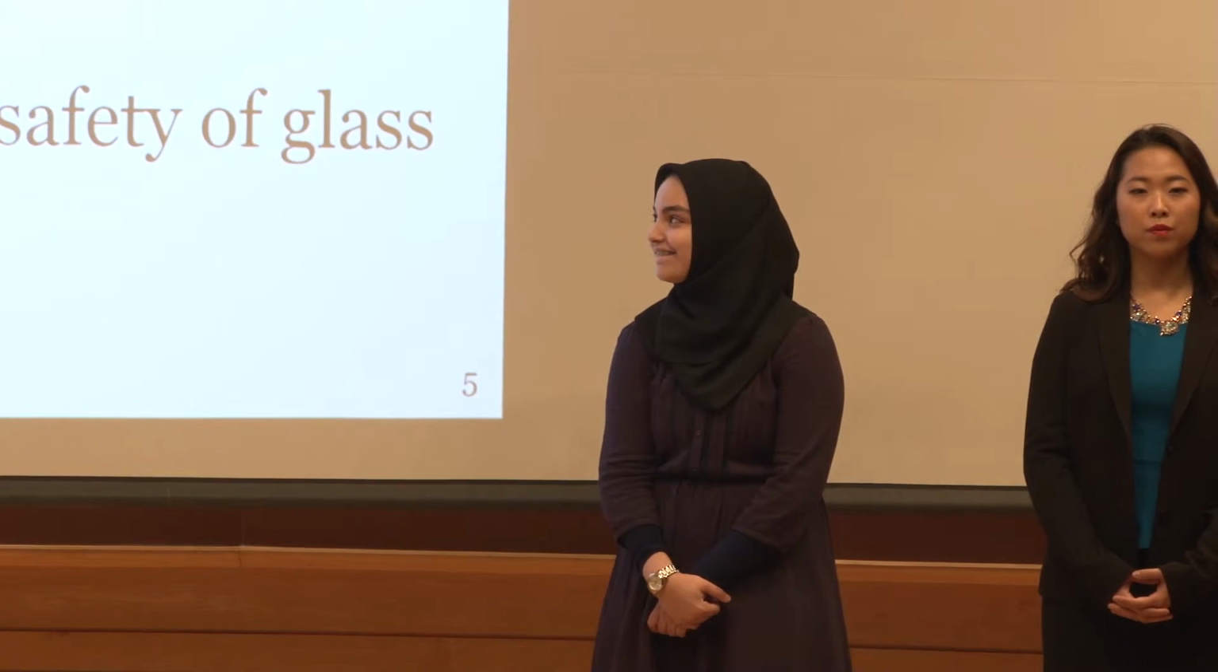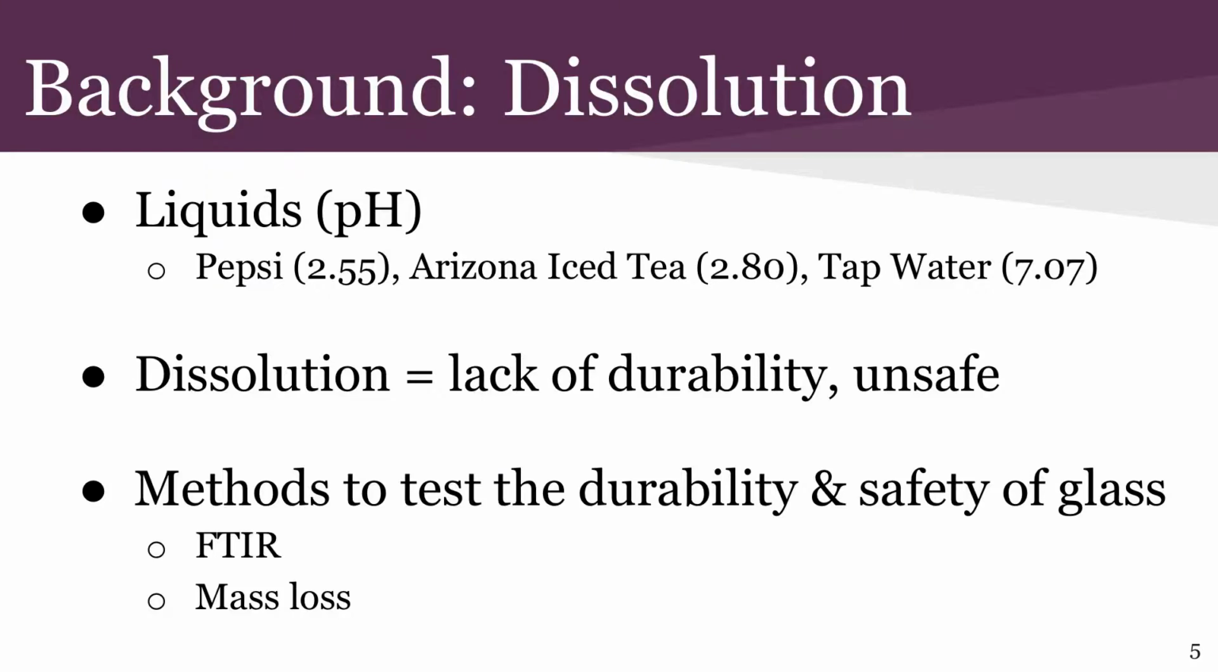So when preparing for the dissolution of our glass, we wanted to simulate multiple environments that our glass might be exposed to. So we chose 3 beverages with varying pHs: Pepsi Cola, Arizona iced tea, and tap water, with Pepsi Cola being the lowest on the pH scale, being the most acidic, and tap water being around the neutral area of the pH scale.